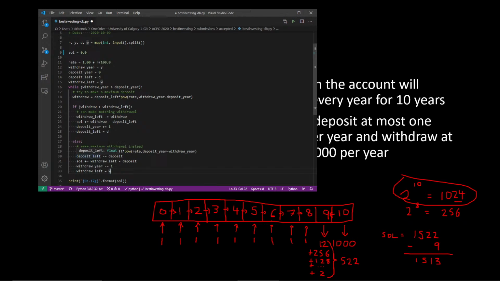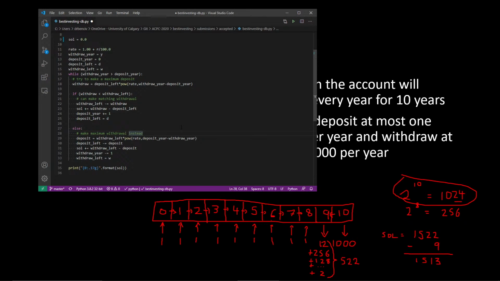which I'll go through. So in this case, we're saying, okay, we can't actually make a maximum deposit because of the limit of how much we can withdraw. What we can do instead is make a maximum withdrawal. So we're going to look at it in the other direction. We're going to change how much we're going to deposit to be the amount that we're withdrawing left, times the exponential growth in the opposite direction. So here we had withdraw year minus deposit year. Here you have deposit year minus withdraw year, which means we're looking at this $1,000 back in time. How much would you have to deposit? So this will be 1,000 divided by 1,024 is what this whole expression is going to come out to.